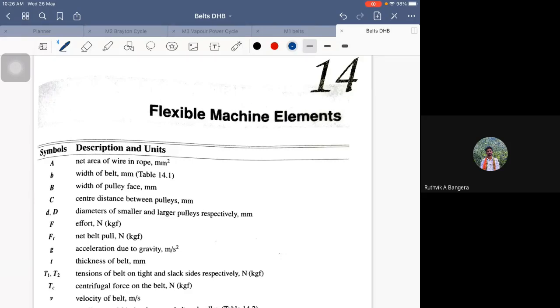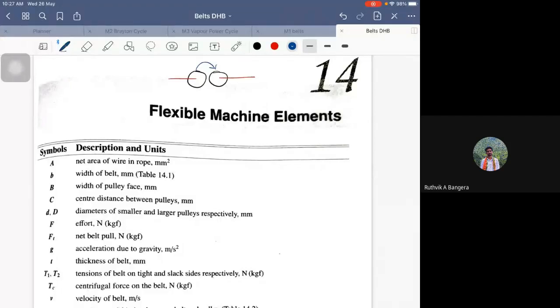Okay. Now, in your data handbook, the information regarding the belts is given in chapter number 14, which is indicated as flexible machine elements. Okay. Just have a look there. So let us have a brief discussion why this belts concept has come. So you already have a gear, isn't it? You already have different types of gear. You have spur, you have helical, you have bevel, you have worm. Different types of gear systems are available in order to transmit the power from one shaft to the other shaft. Okay, so in order to transmit the power from one shaft to another shaft, you already had a gear system.